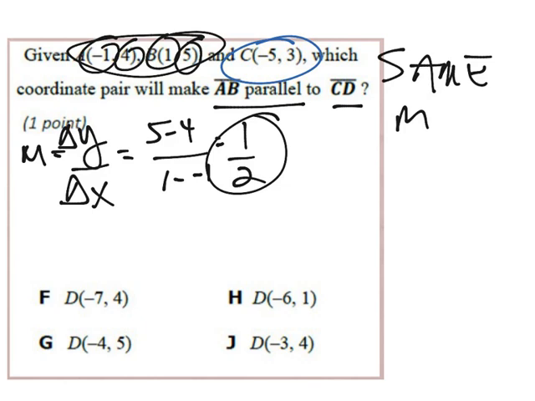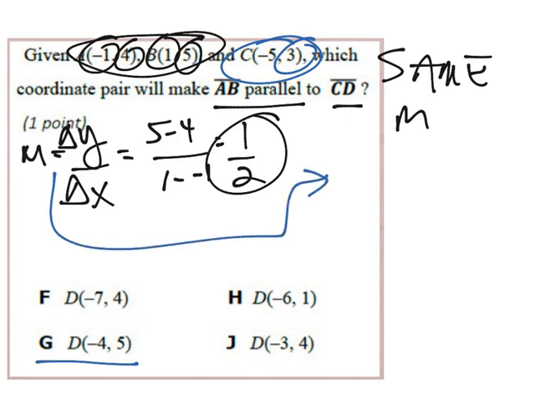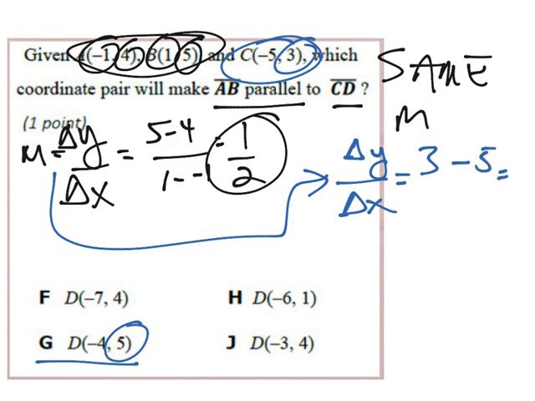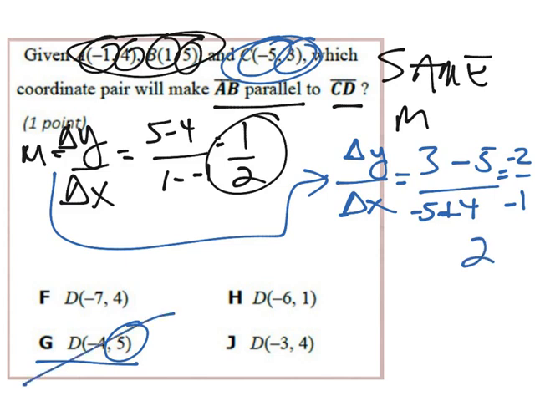So when we go through all the options, let's try this one here, G. When I pick, this will be my y1. Again, we're going to do this same process: delta y over delta x. So we'll say 3 minus 5. Oops. That equals negative 2 over negative 5 minus a negative 4, which is like adding 4, and that comes out to a negative 1. So in this particular situation, we get a positive 2, right? This is not going to work.